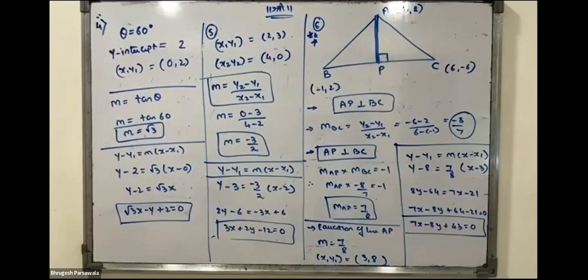Now to find equation of line, always keep on asking yourself two questions. One, what is my slope? Okay, I got my slope is 7/8, and from what point is it passing through? My line is passing through 3,8. Yes. Hence, sir, I got the equation of line.